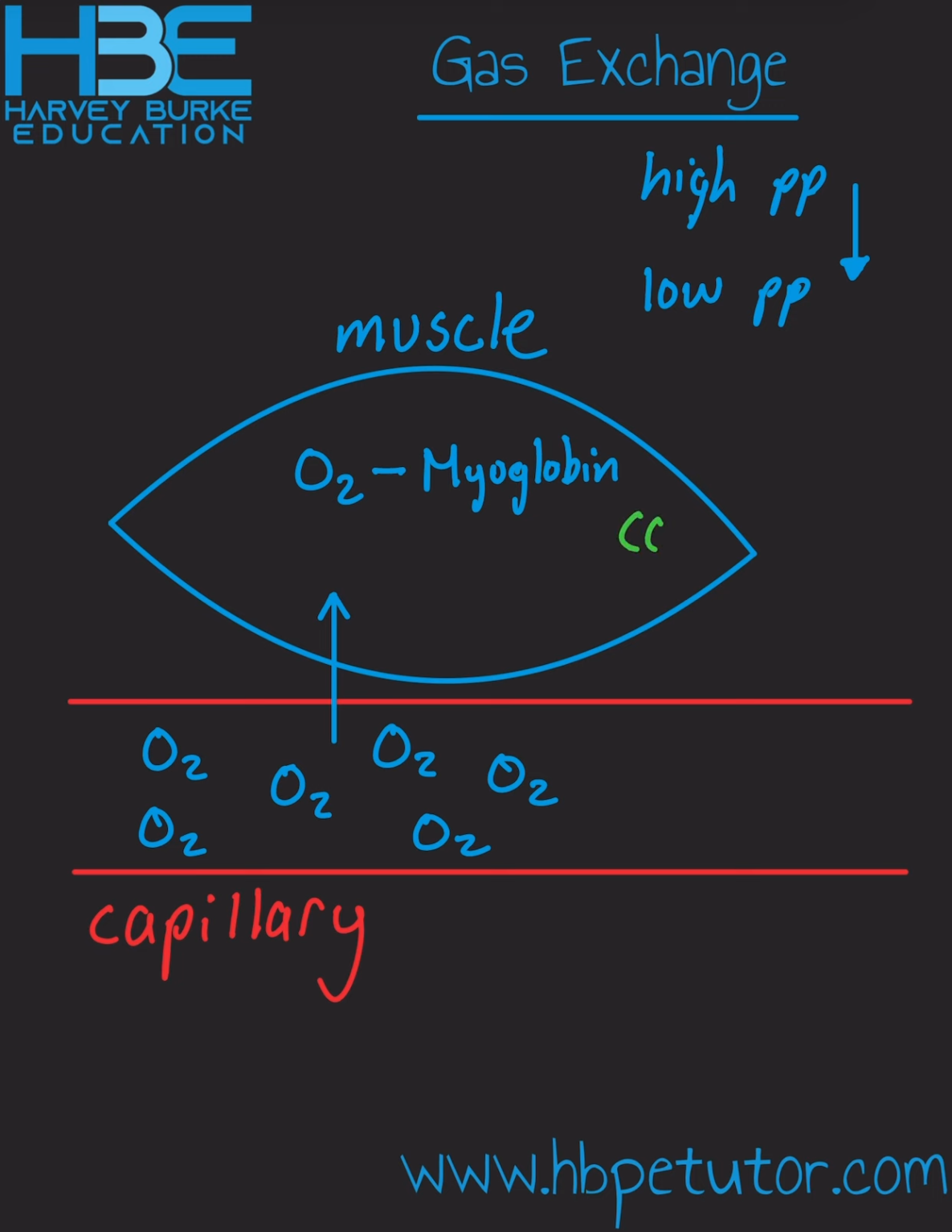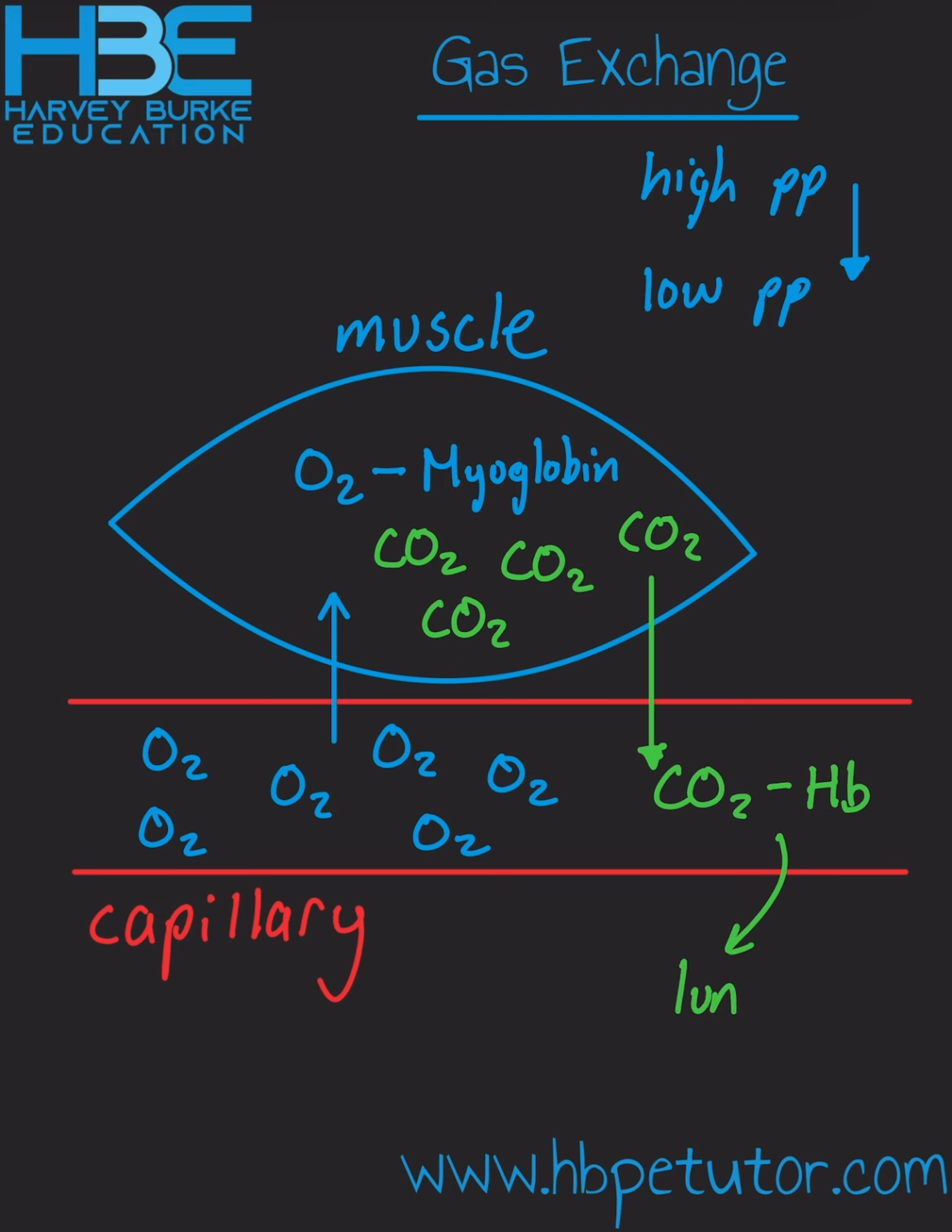And then it's just the opposite way round for CO2. So there would be a high partial pressure of CO2 building up inside the muscle cell because it's a byproduct of aerobic respiration. There'd be a low partial pressure of CO2 in the capillary, and therefore the CO2 diffuses from the high partial pressure in the muscle to the low partial pressure within the capillary, and some of it will bind with hemoglobin, and that will be transported back to the lungs to be exhaled.